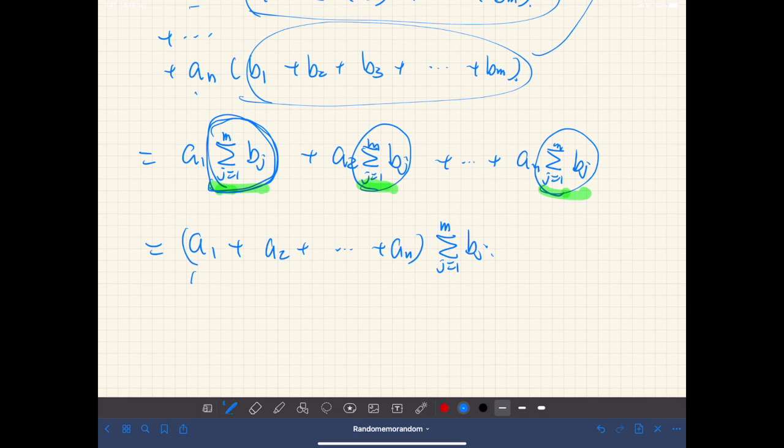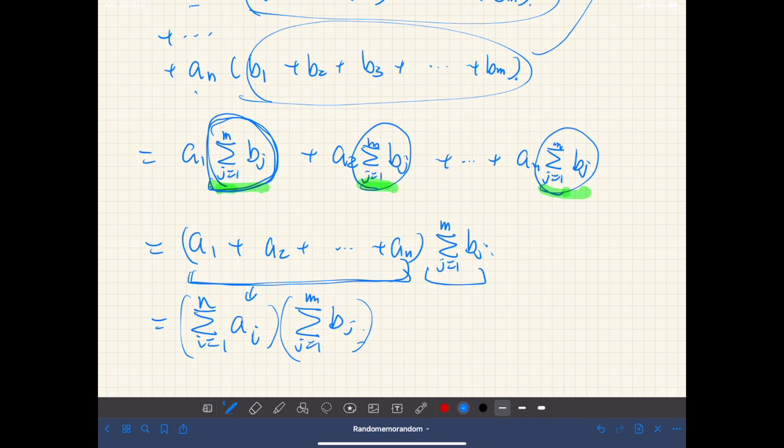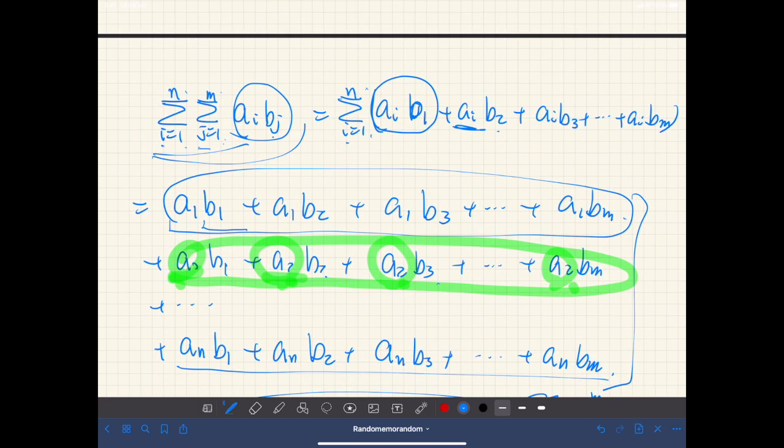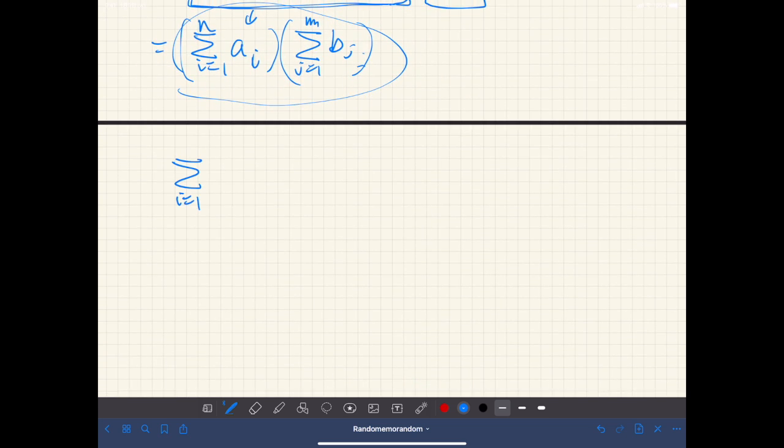We have this. But look at this. This is nothing but the summation of a_i from 1 to n, right? So this part becomes this, but we have also this. So after all, we have this. We started from here to arrive here. So let's summarize the result. For this double summation, a_i b_j, this is actually equal to the product of the two summations.